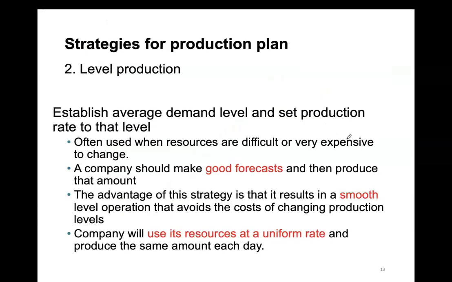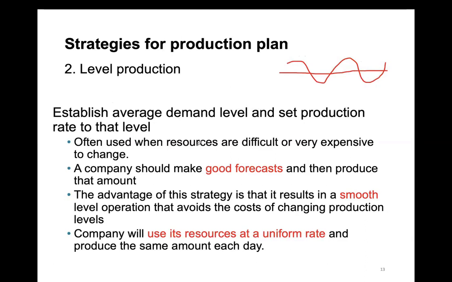Then the next strategy is called level production. In contrast to chase production, whereby we see that demand and production follow these types of curves, level production is about producing the same amount every time. In this case, the organization will establish an average demand level and set the production rate to that level. So there will be one production level that will be carried out throughout. There will not be any variations.